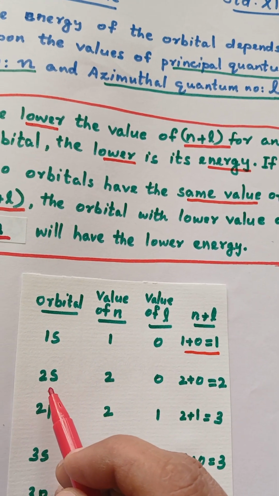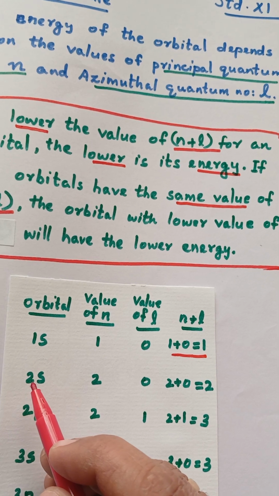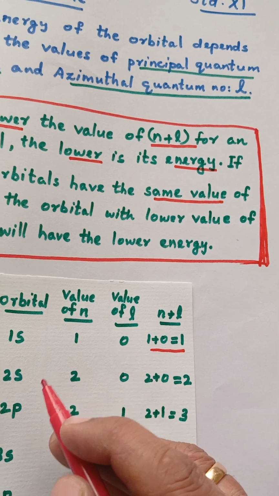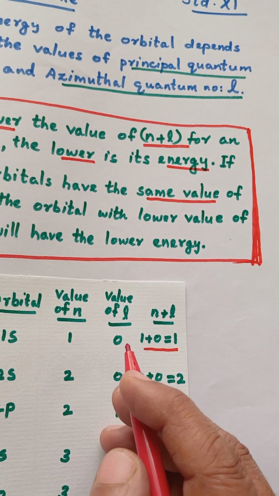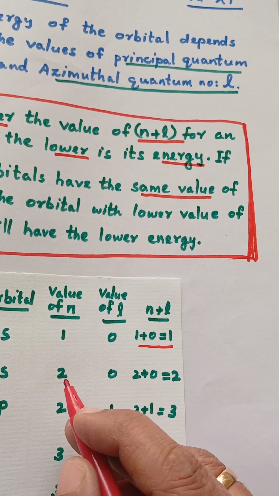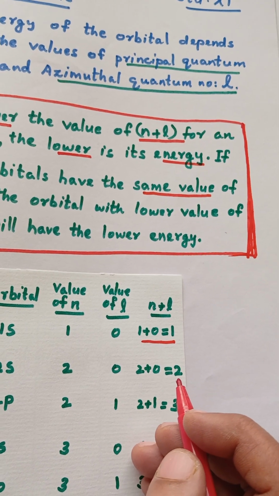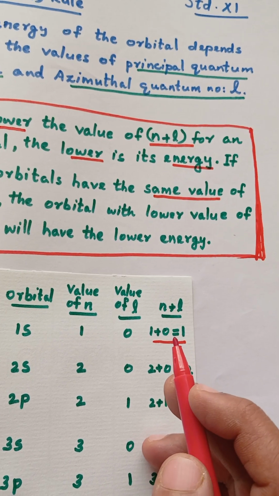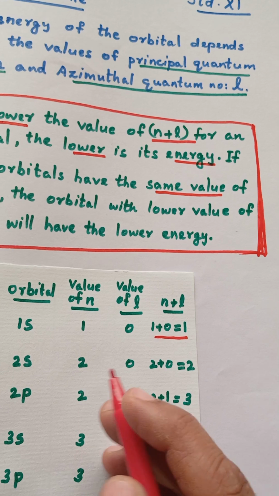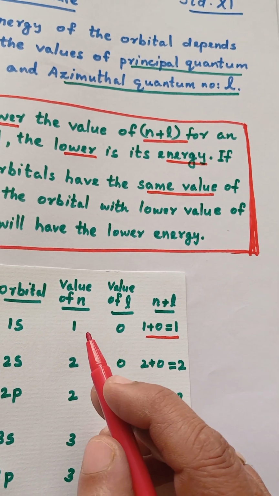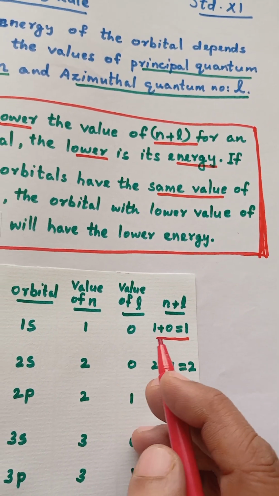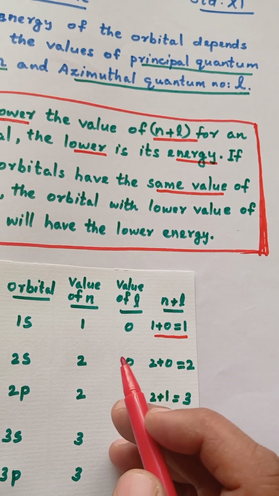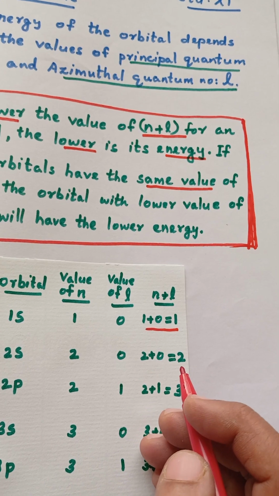In the case of the 2s orbital, the principal quantum number is 2. The value of n is 2, and since it is the s orbital itself, the value of L will be 0. So 2 plus 0 will give 2. So here we can see that the n plus L value of the 2s orbital is greater than the n plus L value of the 1s orbital. So the 1s orbital will have lower energy than the 2s orbital.